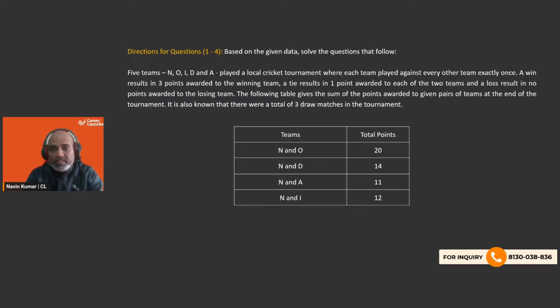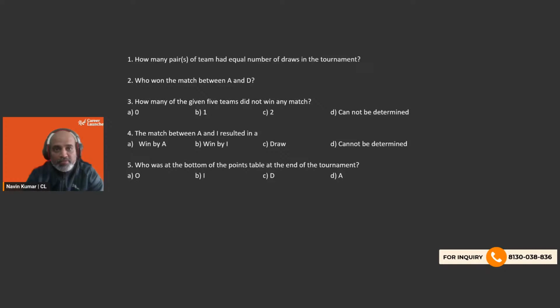And we are given the combos: N and O together have a total of 20 points, N and D together have 14, N and A together have 11, N and I together have 12. And that's it. And then we are given these 5 questions.